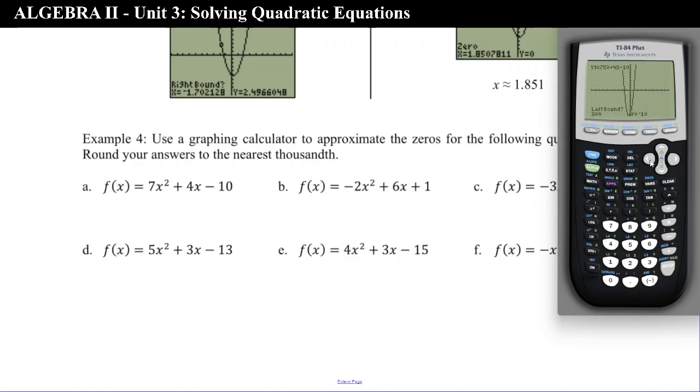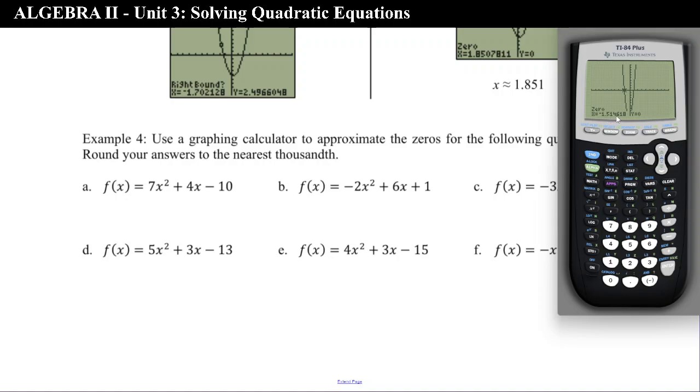Now that we have the graph, I'm going to take my left-hand arrow key and move it to the left of this graph. Okay, so I'm going to do about here. So I'm going to hit enter. And then I'm going to go to the right-hand side of that x-intercept, and I'll hit enter again. And now I'm going to get as close as I can to the axis and hit enter a third time. And there it gives us our value, negative 1.51.